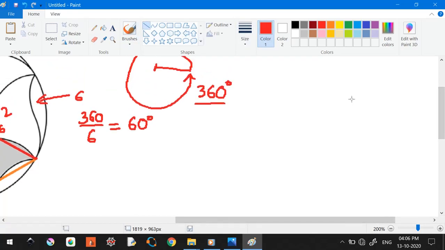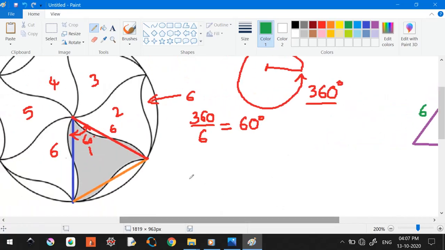Okay, so let me draw that triangle again for your understanding. And the bottom line. So what we understood is this is our 60 degrees, right? This is 6 centimeter, this is 6 centimeter too. The red side is 6 and this side is 6.